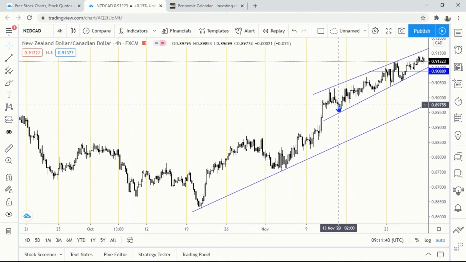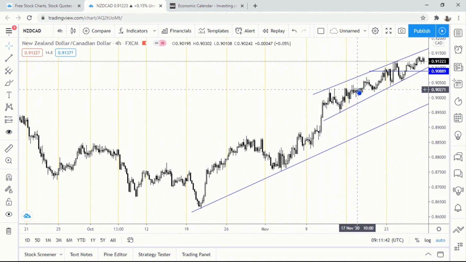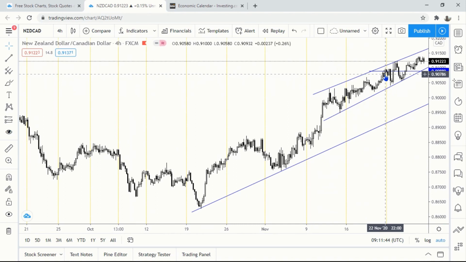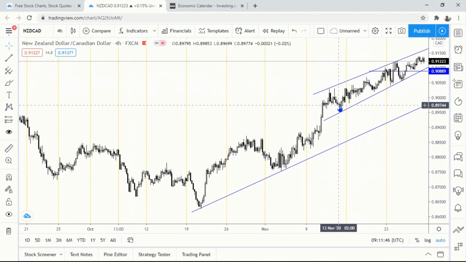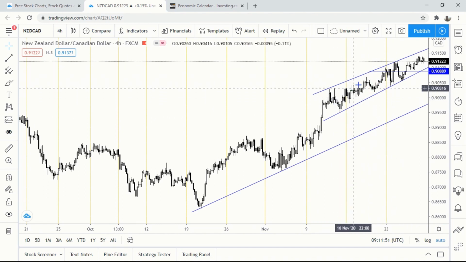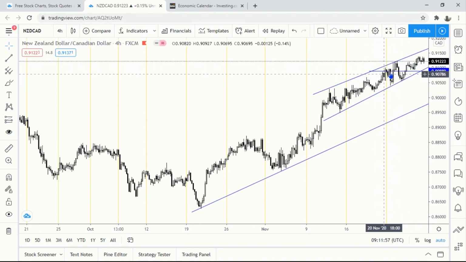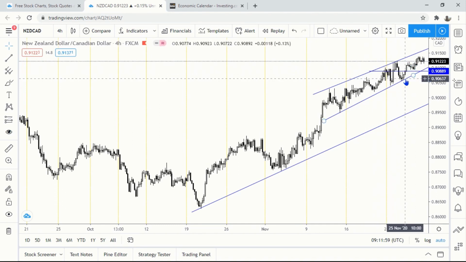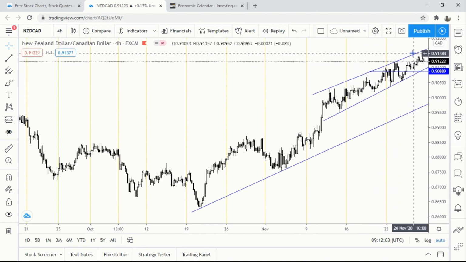So for the NZDCAD, it has a similar market movement with the NZDCHF, but just that this time around, it is trading within an ascending channel. As long as the NZDCAD remains within the confines of the ascending channel, the bulls remain in slight control. A break below the support of the channel or a break above the resistance of the channel would prove certain market direction for the NZDCAD.